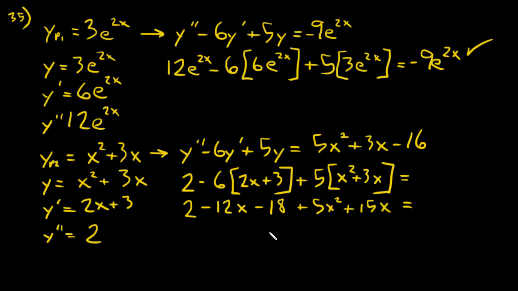So let's see, I'm going to get for my x squared, I'm going to get 5x squared. And for my x's, I get negative 12 plus 15, which is plus 3x. And then 2 minus 18 is negative 16. And what do you know? That works. All right, we have guaranteed that they are solutions. So that was part A, I believe it was. So now we can move on to part B.